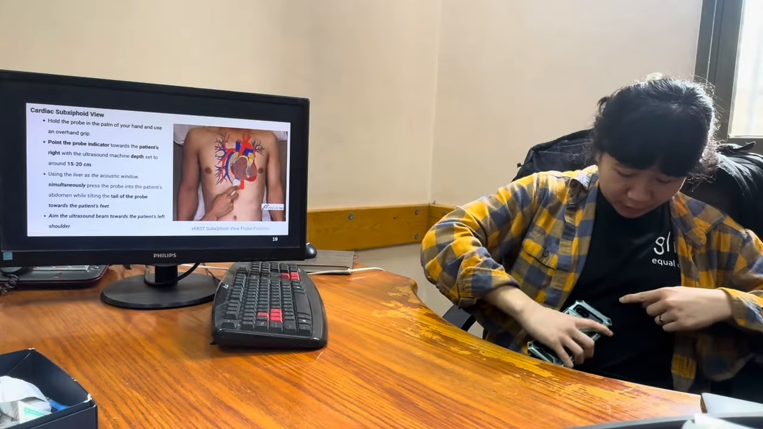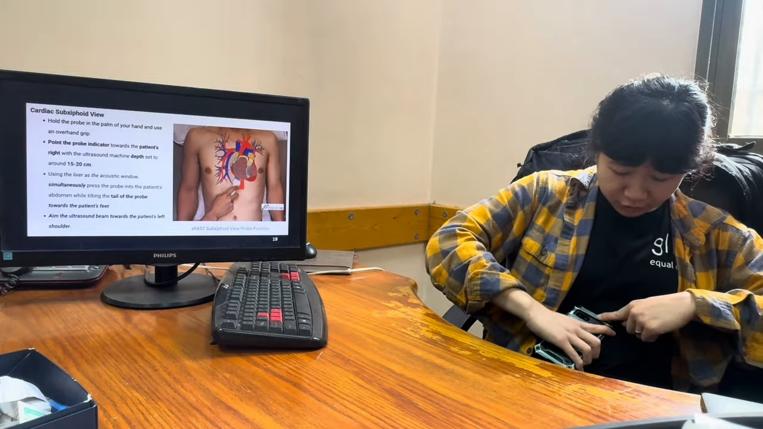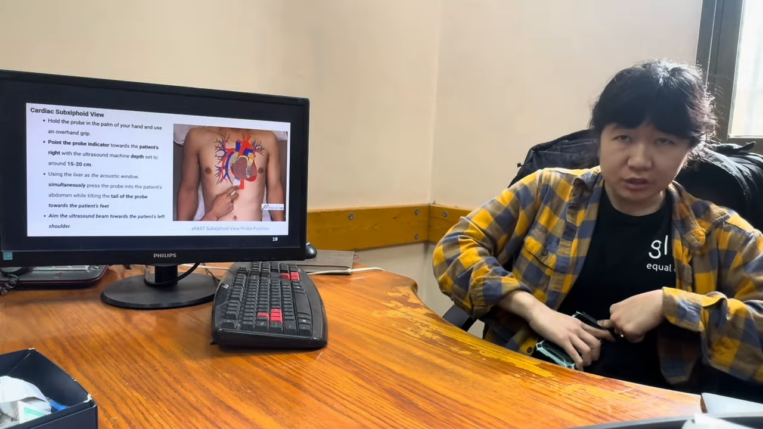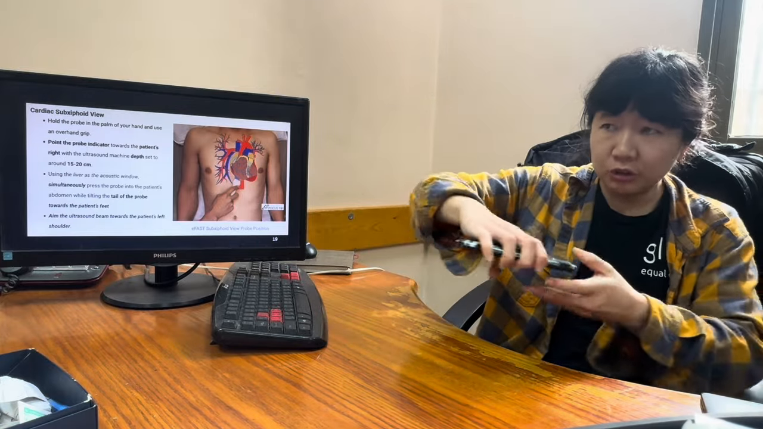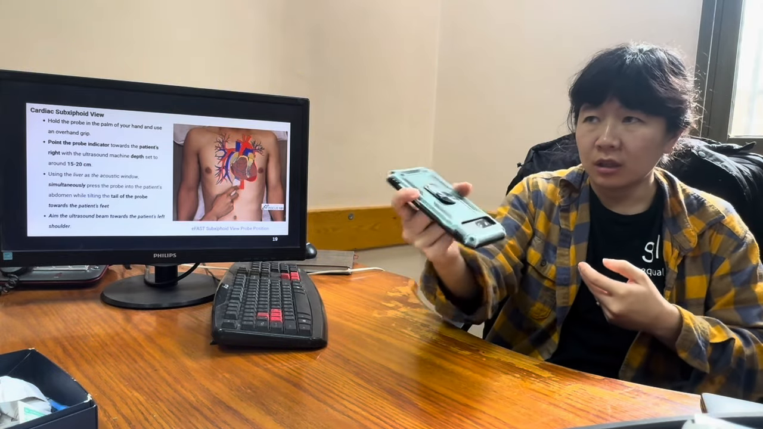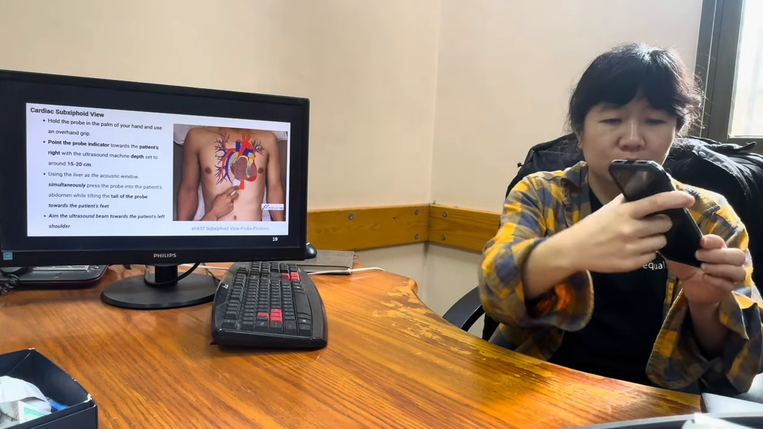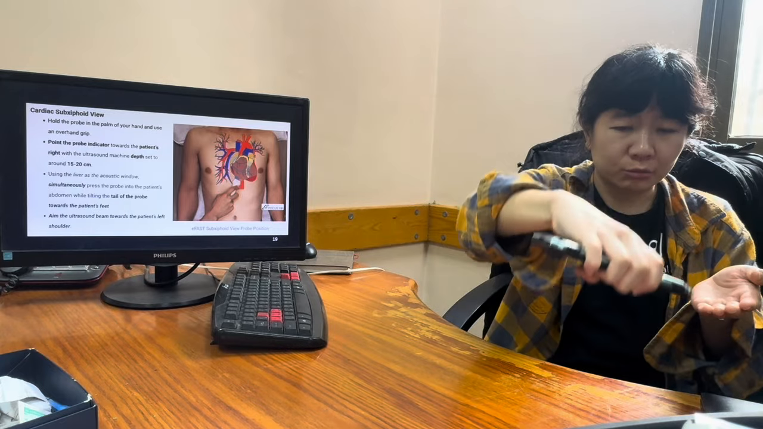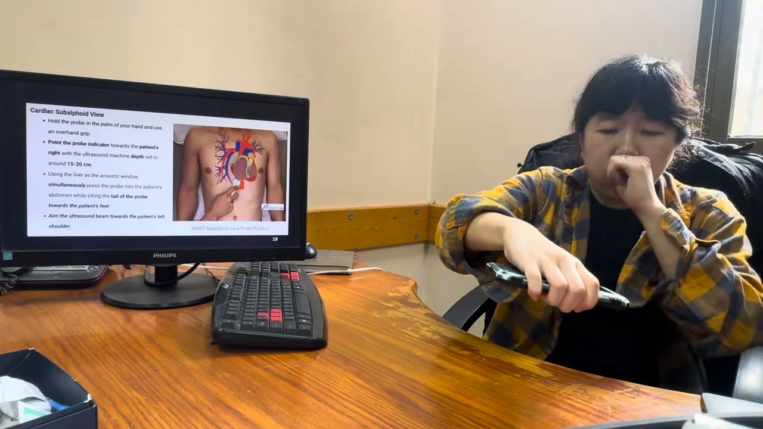So you're actually angling your probe towards the heart. You also have to push down into the patient, so you're kind of doing this motion. Usually you hold the probe like a pencil, but for the subxiphoid view, usually you go overhand so that we can push down with more power.